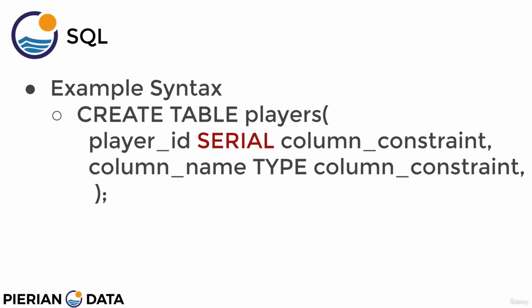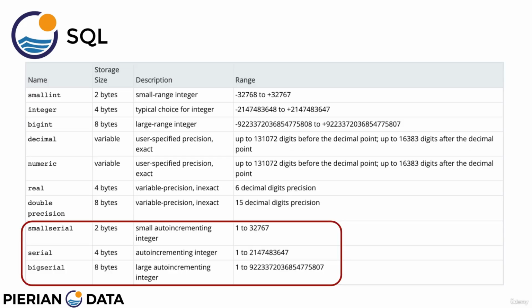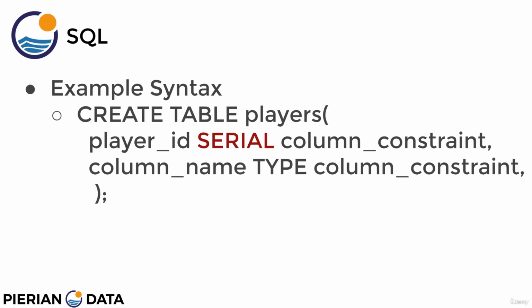So we'll just go ahead and choose serial. Again, you could have chosen small serial or big serial, but we'll just choose serial as our data type because this is going to be our primary key. Because this is our primary key, we actually type that in as a column constraint. So we set the table to verify this is a primary key.